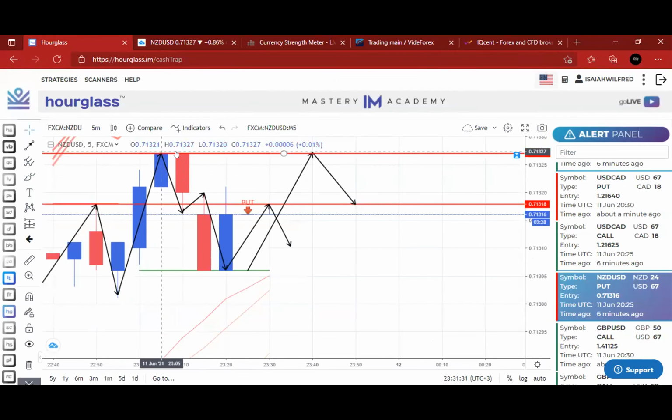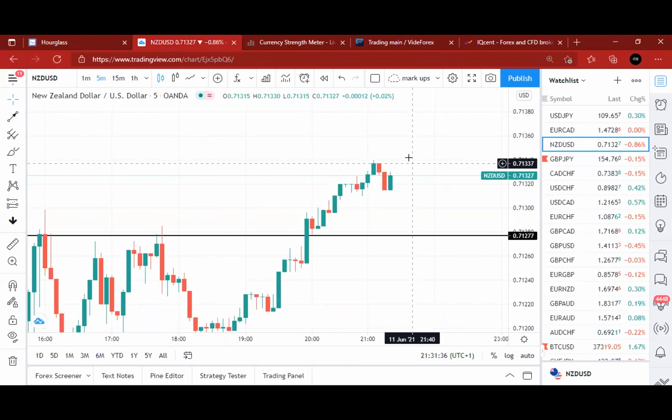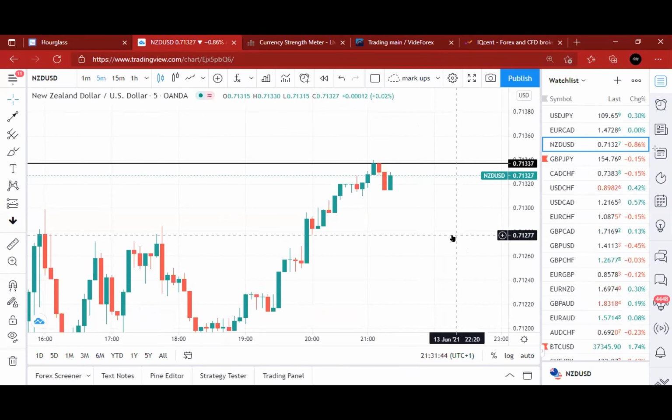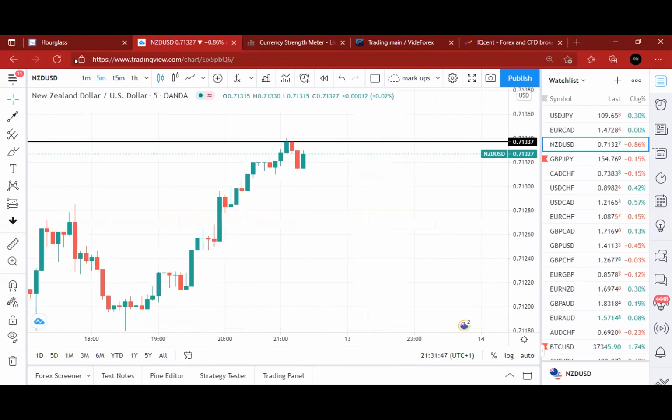Hourglass drew a resistance on these two candles. So what am I supposed to do? I'm supposed to come here and drop my resistance line. The price for that original entry is 337.